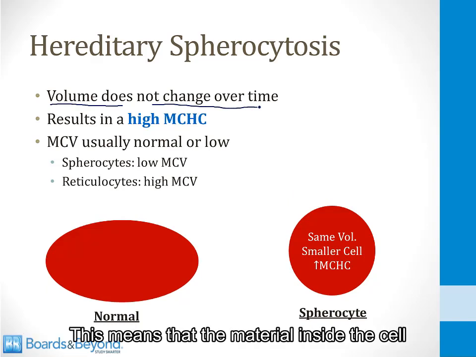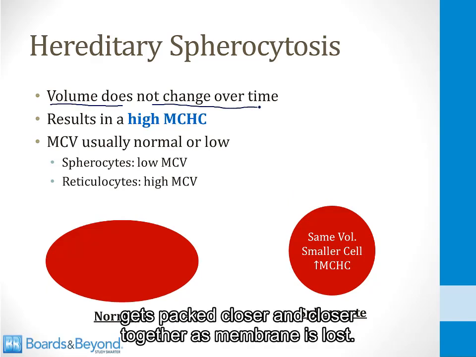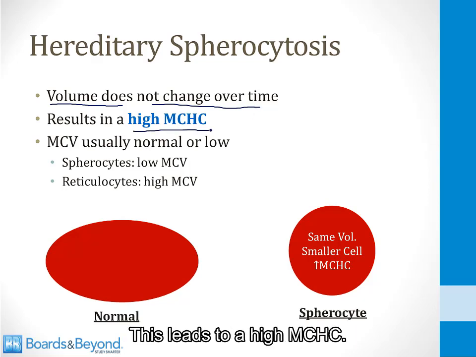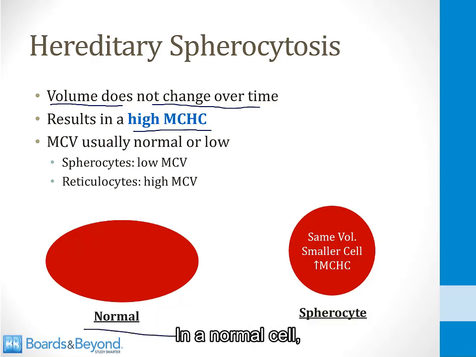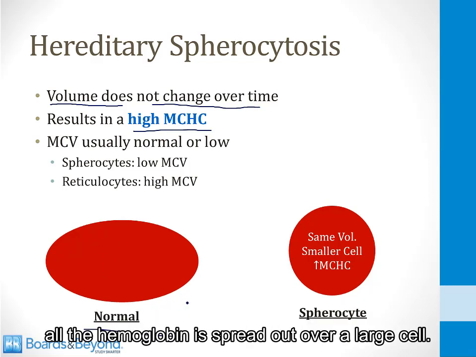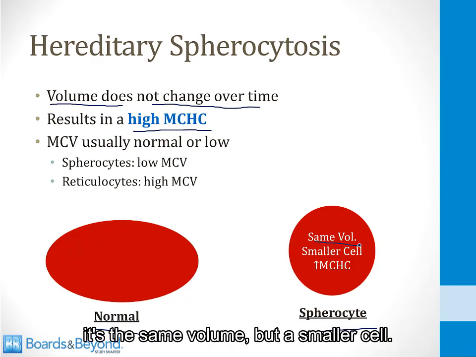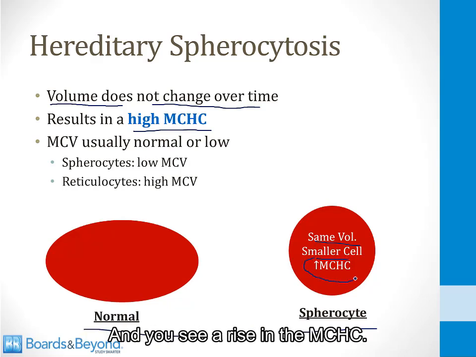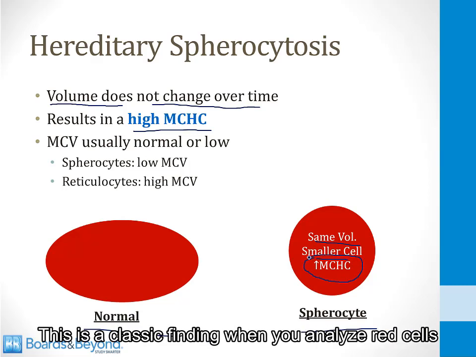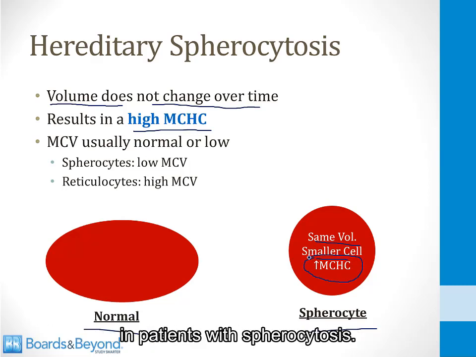This means that the material inside the cell gets packed closer and closer together as membrane is lost. This leads to a high MCHC. The MCHC is the mean corpuscular hemoglobin concentration. In a normal cell, all of the hemoglobin is spread out over a large cell. In a spherocyte, it's the same volume but a smaller cell, so everything is packed closer together, and you see a rise in the MCHC. This is a classic finding when you analyze red cells in patients with spherocytosis.